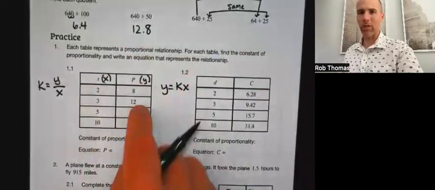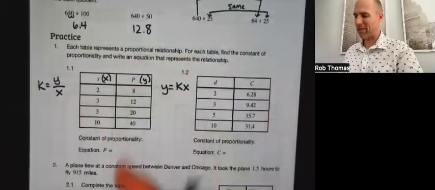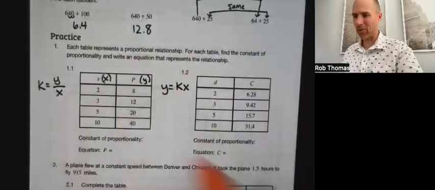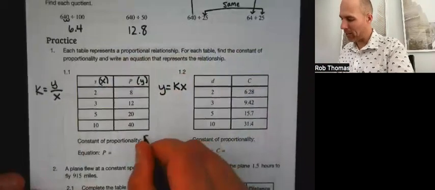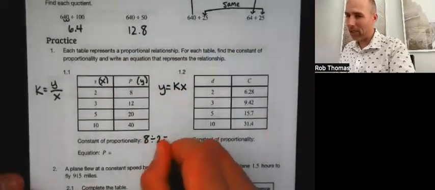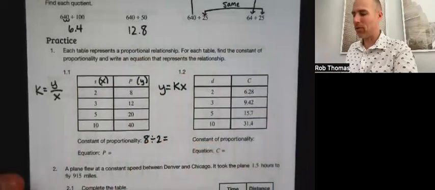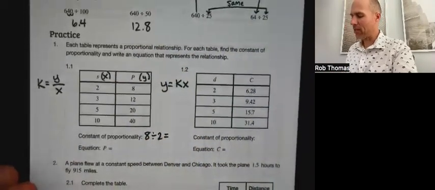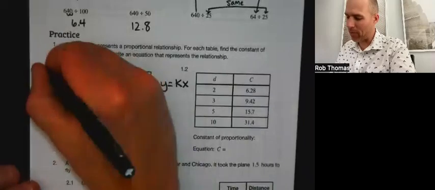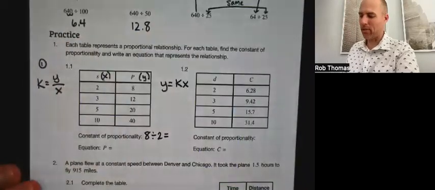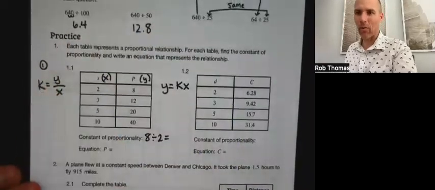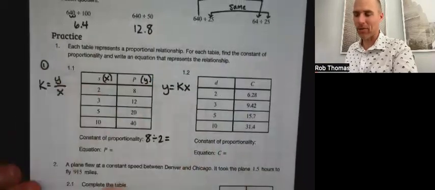It doesn't matter which one you do, because we know it's proportional. So pick your favorite. Do 8 divided by 2, 12 divided by 3, 20 divided by 5. They should all come out to the same thing. 8 divided by 2 equals, I hope you're able to do that. Okay, and so now that's sort of like your step one. Whenever you're trying to build an equation, do that first. Get your K by doing a Y divided by an X or a P divided by an S, whatever.